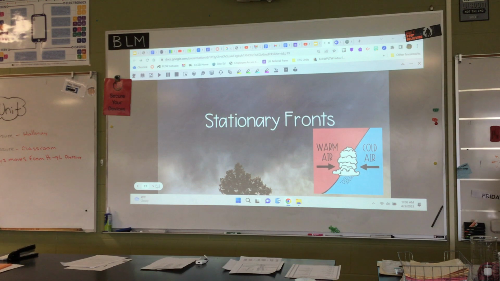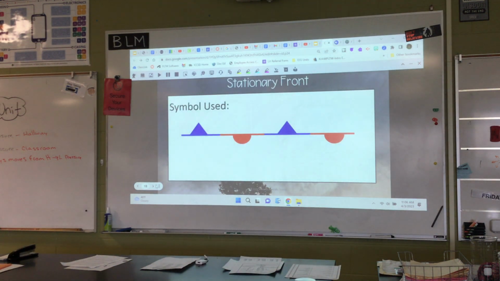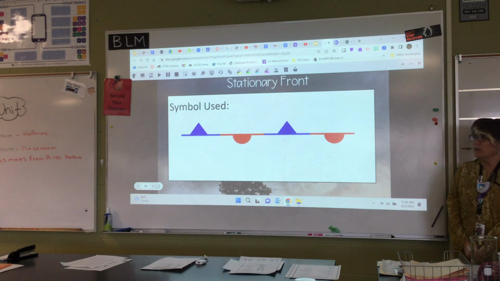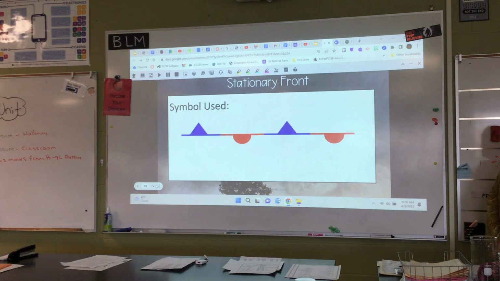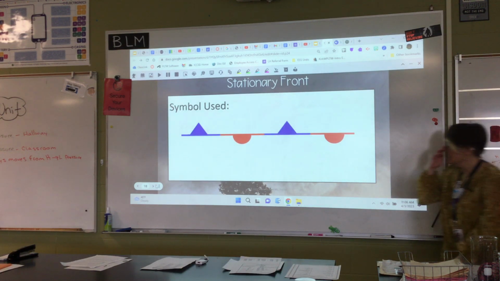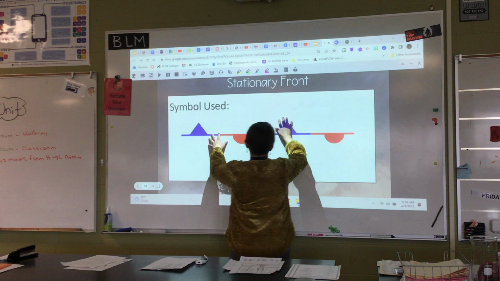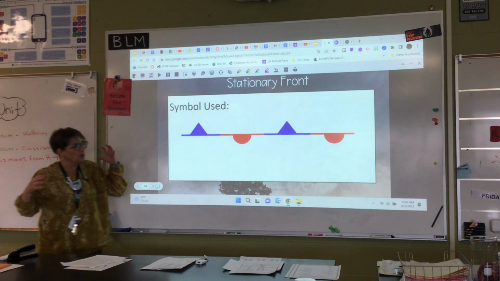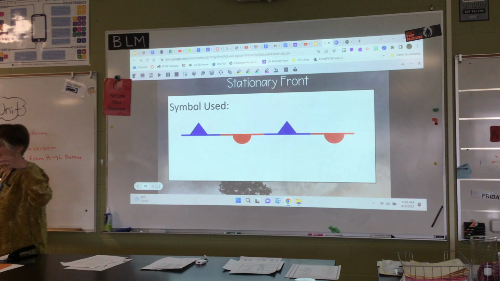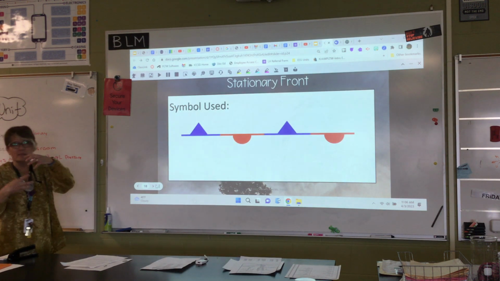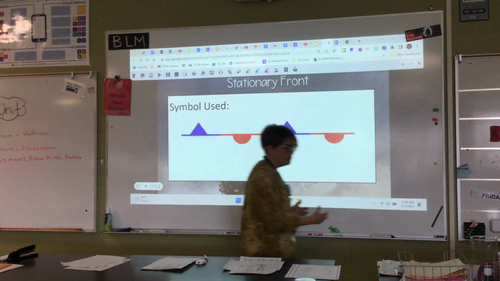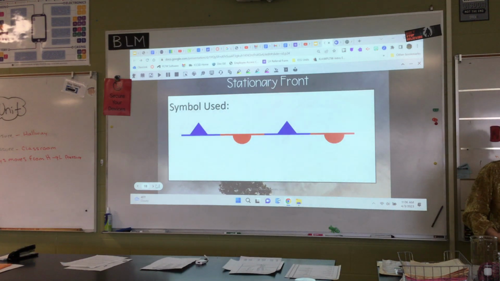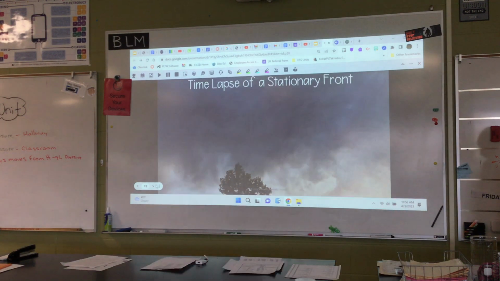So stationary front. This is the symbol used. We can see that we've got one front moving in one direction and one front moving in the other direction. So you might see the warm air moving this way and the cold air moving that way. It doesn't matter. You just know if you see something like this, you've got two masses of air, warm and cold, and they're meeting in this one place, and there's not a lot of movement. The conditions are such that they're not able to get out of there.